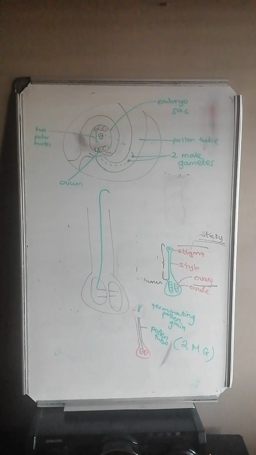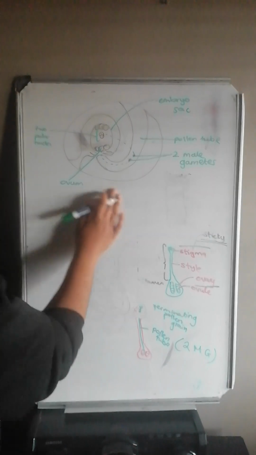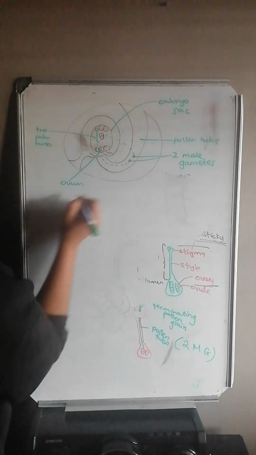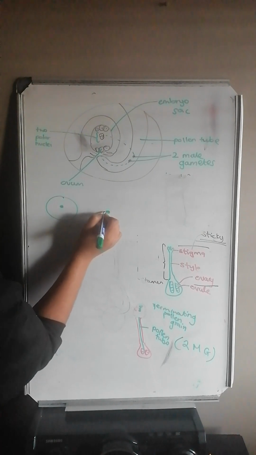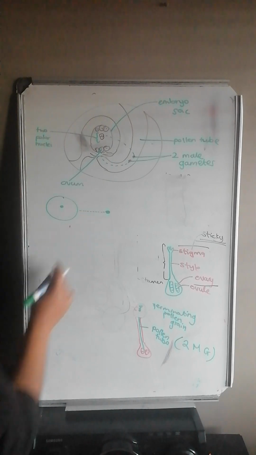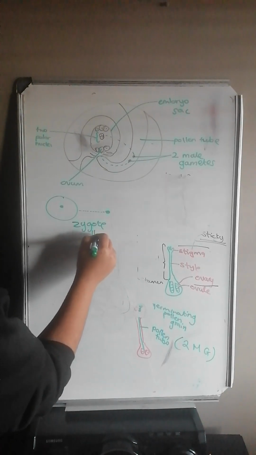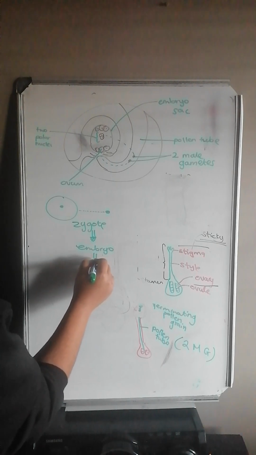The reason I draw it to two different spots is because two different things happen. One male gamete will fuse with an egg cell, with an ovum. So, this egg cell and that gamete will fuse, right? And they will develop a zygote. And the zygote will then become an embryo. And that embryo will then develop into a seed.